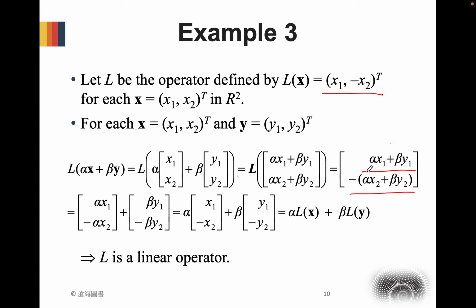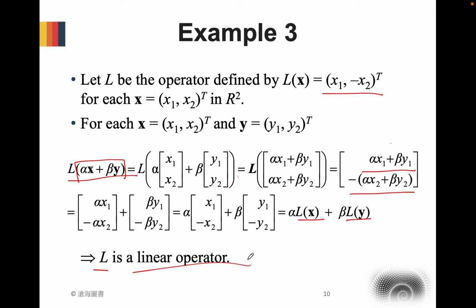Right? And then we do some rewriting. Alpha x1 negative alpha x2 plus beta y1 negative beta y2. That can be rewritten as alpha (x1, negative x2) and so on. That is also equal to alpha Lx plus beta Ly. Okay, so now again we prove that if we do linear combination first and then do the mapping, it's the same as we do the mapping first and then do the linear combination. Therefore, L is a linear transformation.